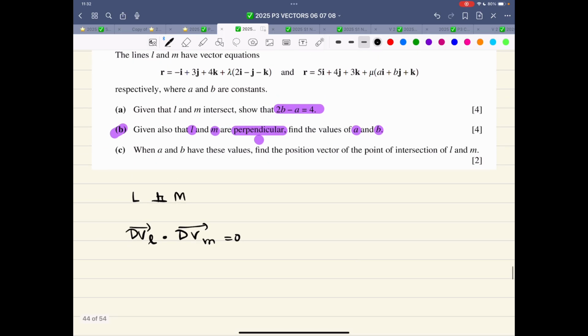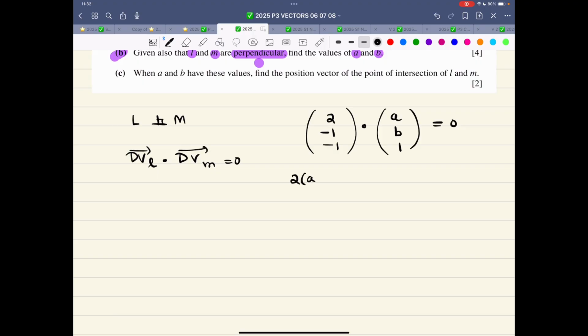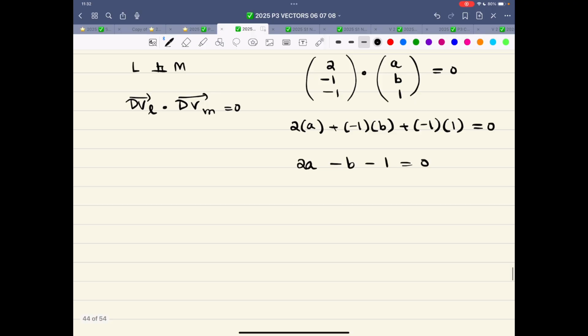So what is the direction vector of L? That is 2, negative 1, negative 1. What is the direction vector of M? That has the A and the B and the 1 over here equals to 0. So that's 2 times A, negative 1 times B, negative 1 times 1 should equal to 0. 2A minus B minus 1 equals to 0. 2A minus B equals to 1. That is equation number 2.